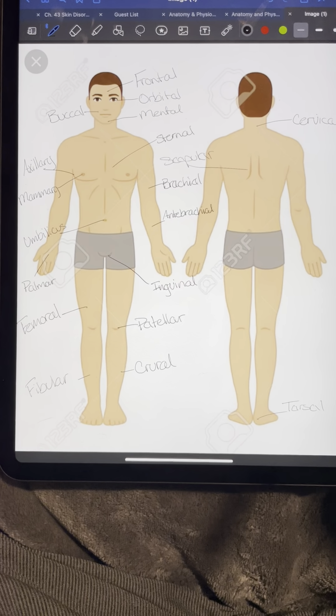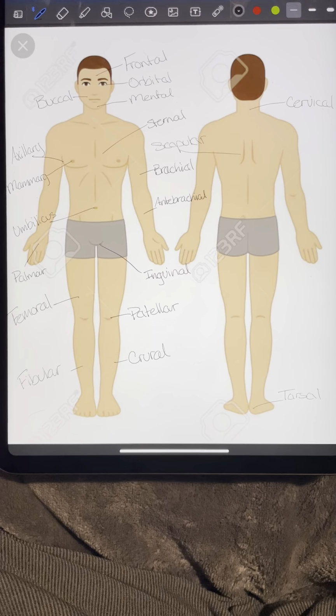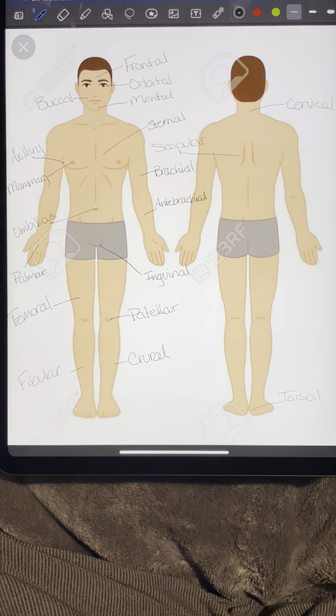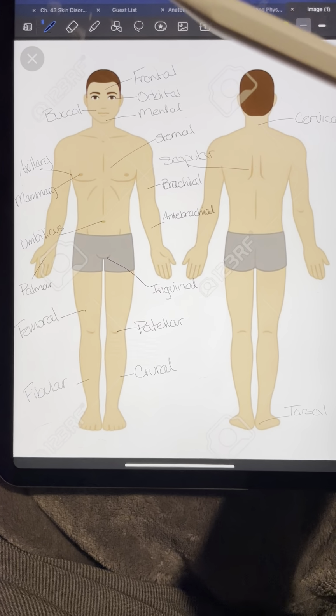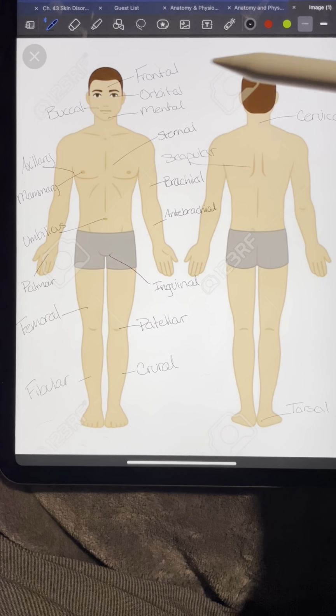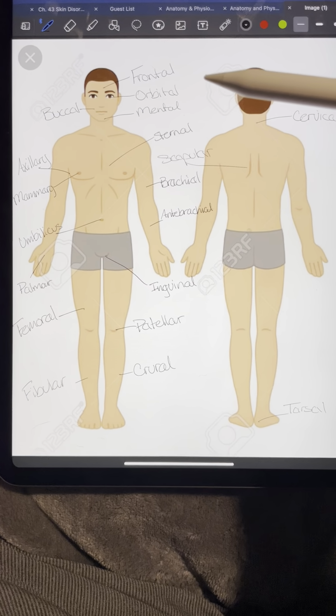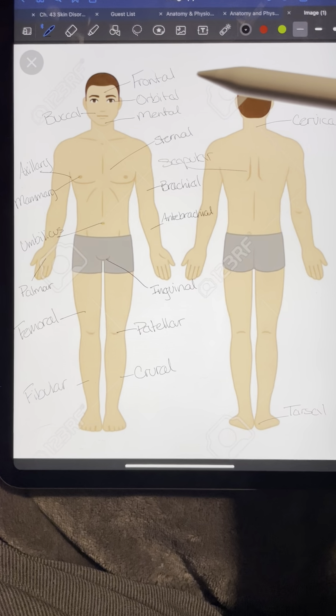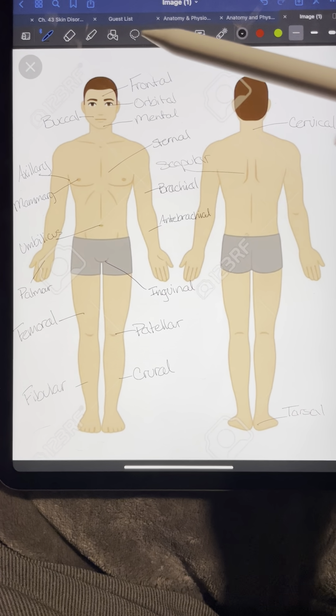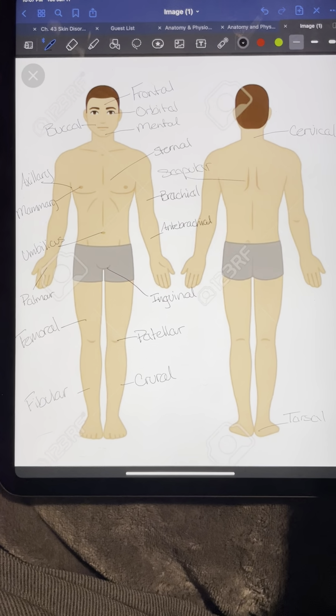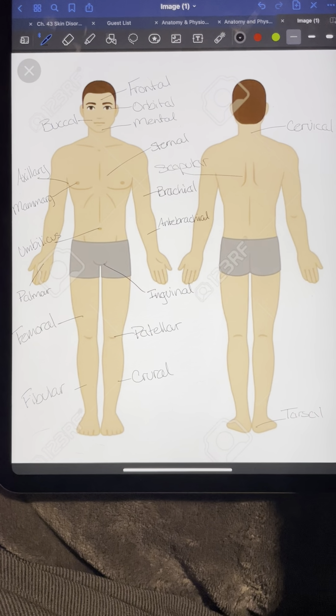Next, you have the orbital, which is a Latin word. Orbit refers to bony socket, which is what it is. It is the bony socket that the eye sits in. Next, you have the mental, which is your chin. It comes from the Latin word mentum. Next, you've got the buccal, which is your cheek. It comes from the Latin word bucca.